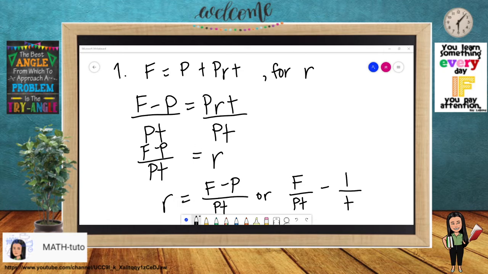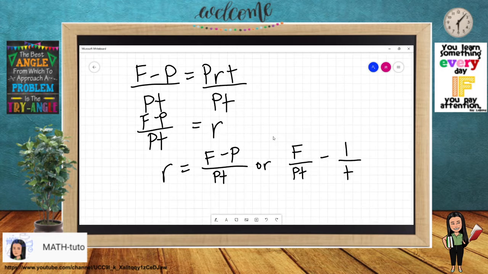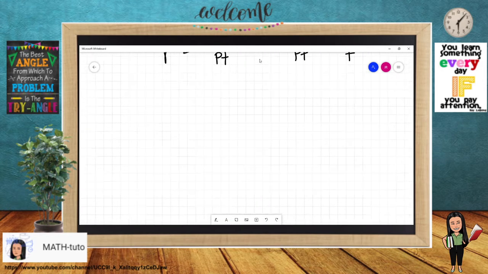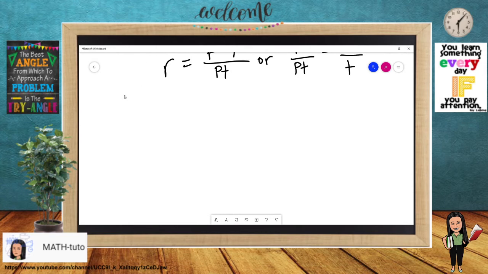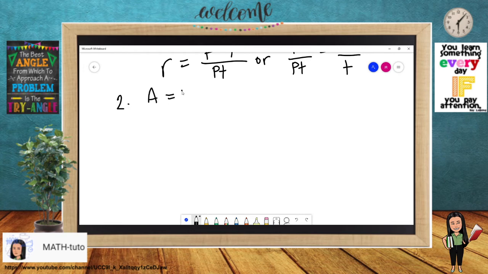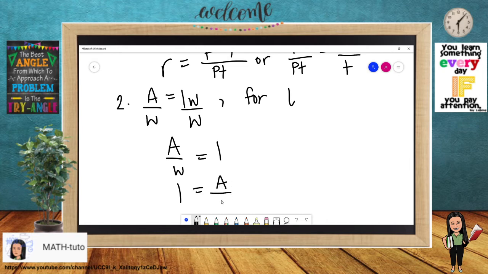Let us have another example. We have A equals length times width. You are familiar with this formula, right? It is the formula for finding the area. We are solving for L, so we divide both sides by W. We have A over W is equal to L, or, applying the symmetric property, L is equal to A over W.